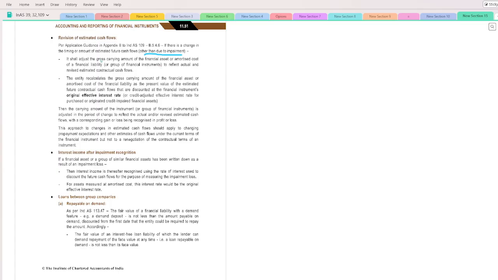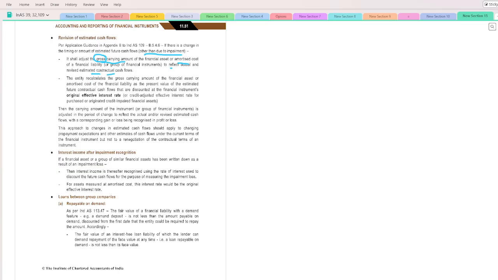It shall adjust the gross carrying amount. This is very important. You should understand about it. The gross carrying amount of the financial asset or the amortized cost of the financial liability must be adjusted to reflect the actual or the revised estimated cash flow.